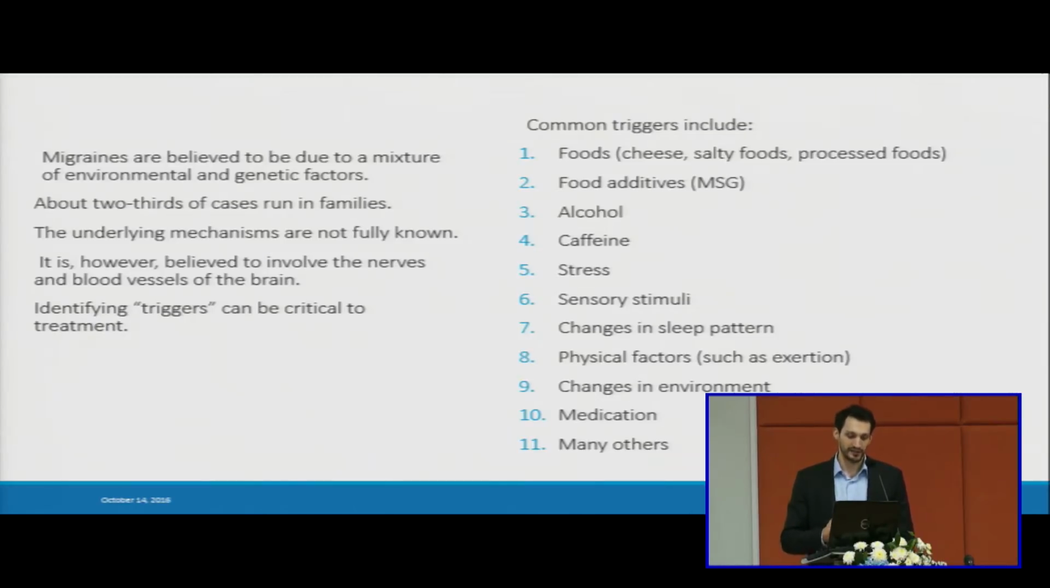There's some ideas. People think that there's lots of different triggers. So if you consume a certain thing, or if you're exposed to a certain phenomenon, you can get a migraine, right? So common triggers include food, like cheese, salty foods, MSG, alcohol, caffeine, stress, sensory stimuli, sleep pattern changes, physical factors like exertion or working out or whatever, changes in your environment, medication. Basically anything that happens can give you a migraine, right?